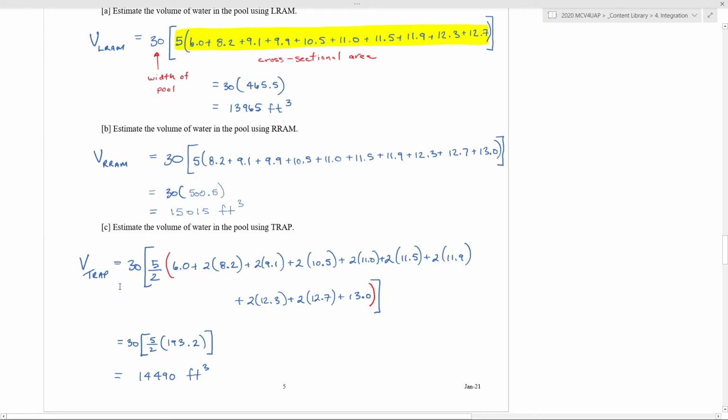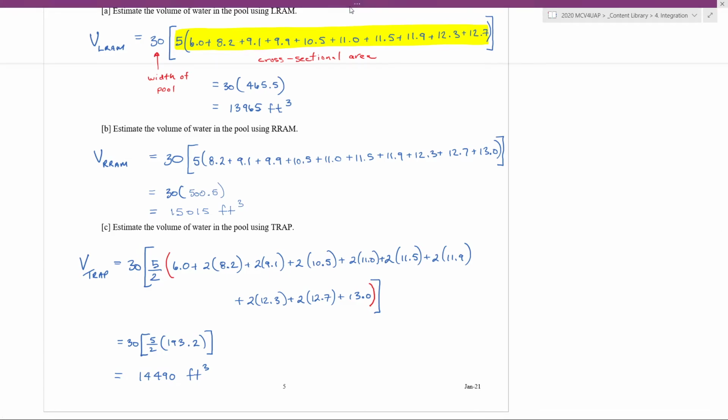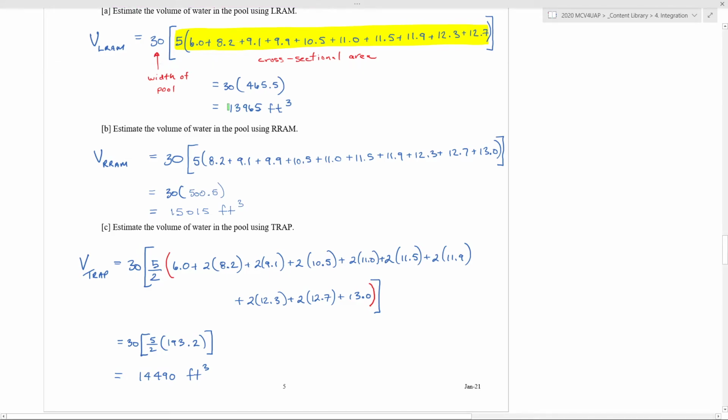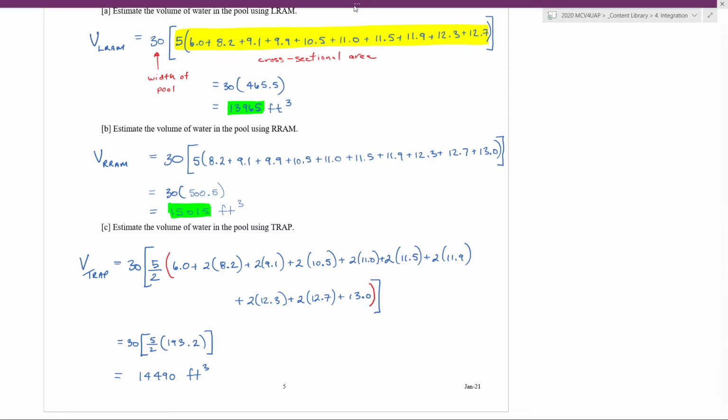This part C here, this was the long way of doing that, okay? Because I already had the left rectangular approximation and I already had the right rectangular approximation. So I already had this number here and this number here. For the trapezoidal approximation, I could have avoided all that math and just taken the average of the LRAM and the RRAM.